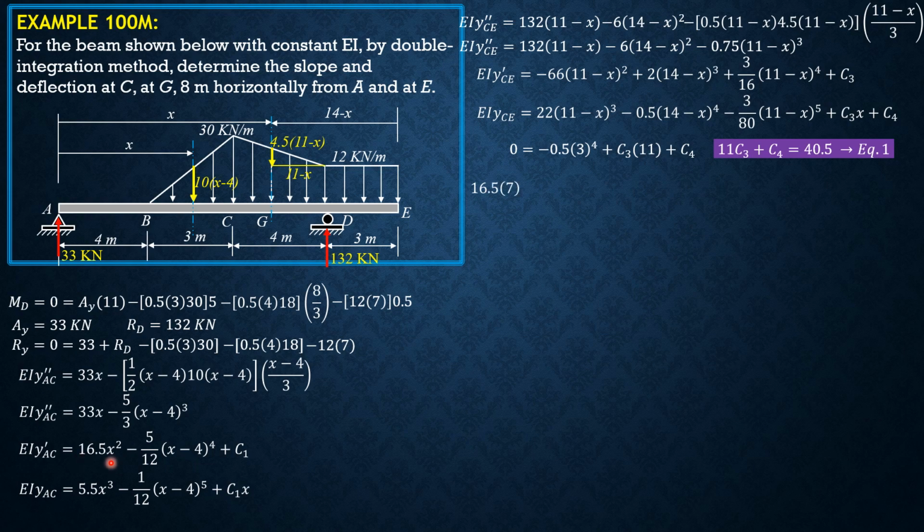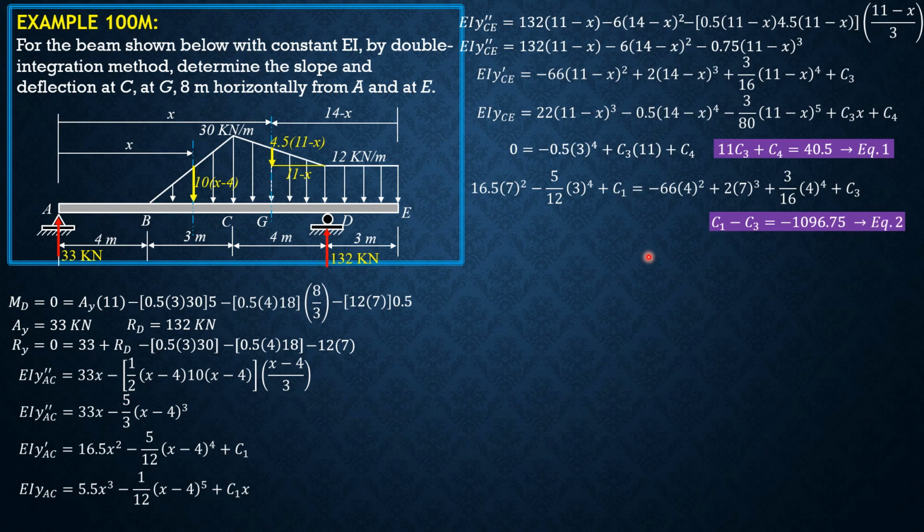So 16.5 times 7 squared minus 5 over 12 times 3 to the 4th plus c sub 1 is equal to negative 66 times 4 squared plus 2 times 7 cubed, as long as this is positive inside the parentheses, that's included, plus 3 over 16 times 4 to the 4th, then plus c sub 3. So setting up c sub 1 minus c sub 3, c sub 1 minus c sub 3 is equal to negative 1096.75. Call that equation 2.